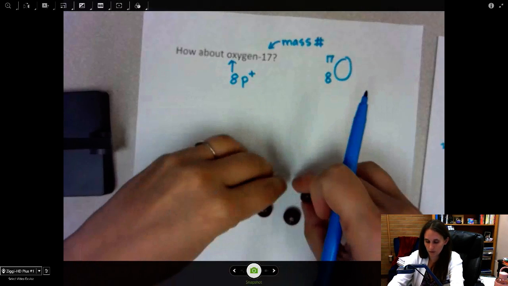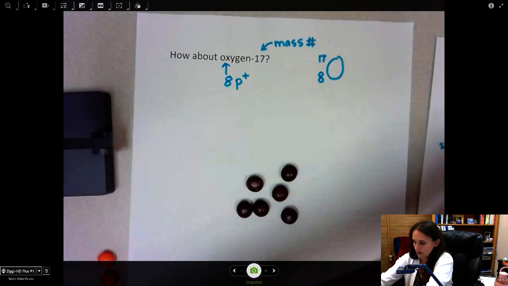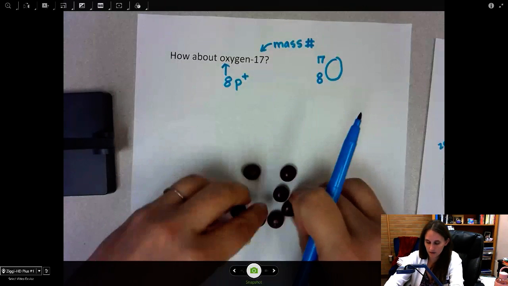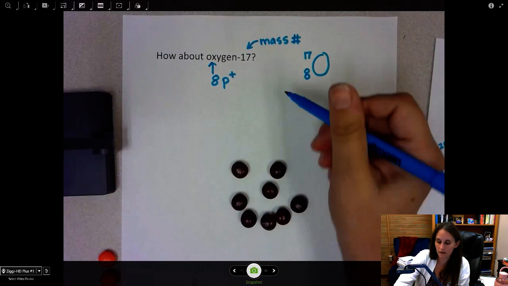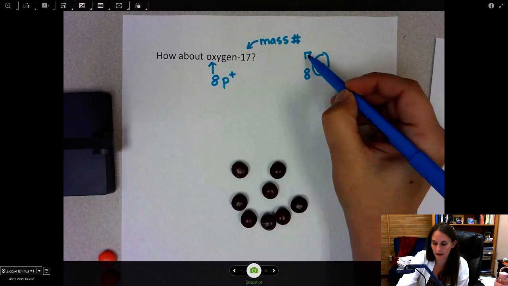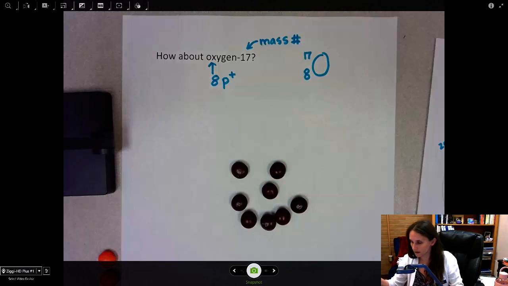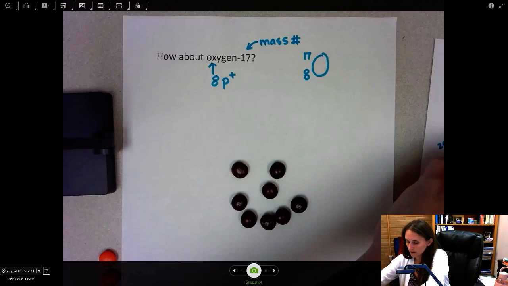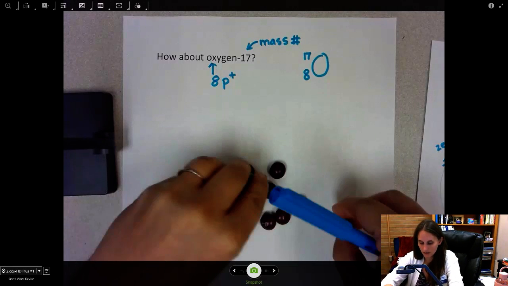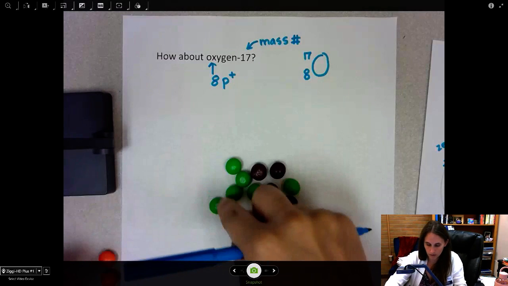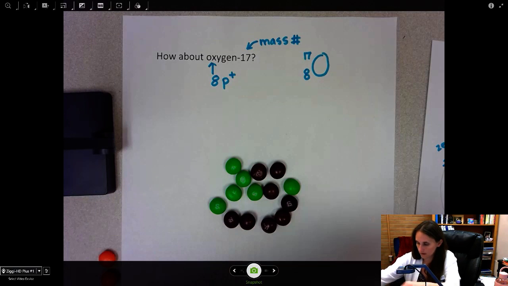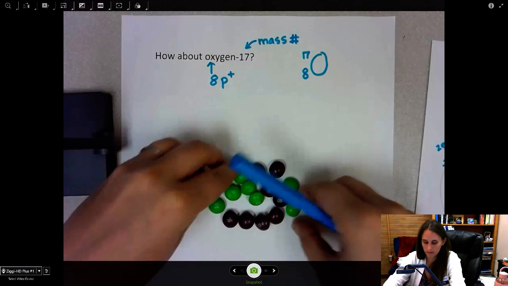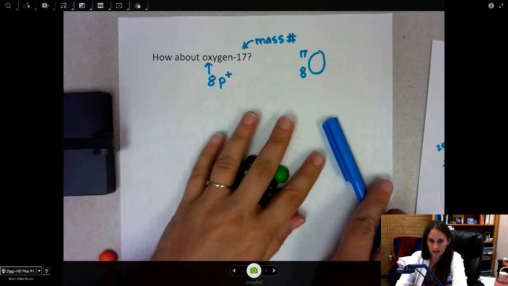If I want to model this, I need 8 positively charged protons. So 1, 2, 3, 4, 5, 6, 7, 8. There's my nucleus, or the start of it. Next, I want to figure out how many neutrons I need. So I take that mass number, 17 minus 8, which is 9. So I need 9 neutrons. 2, 3, 4, 5, 6, 7, 8. Whoa, my Skittles are hopping away from me. And there's my little nucleus.